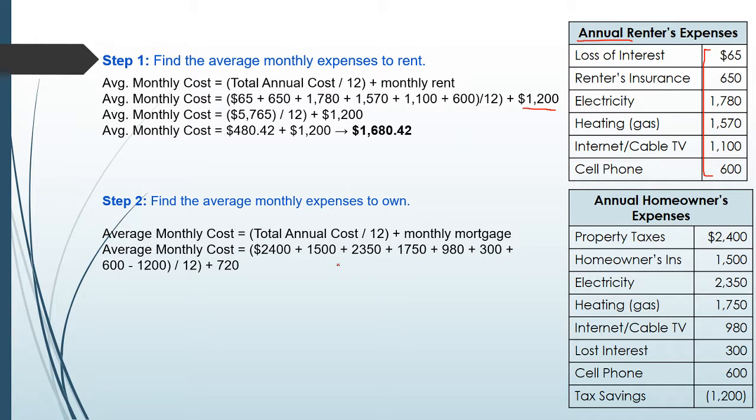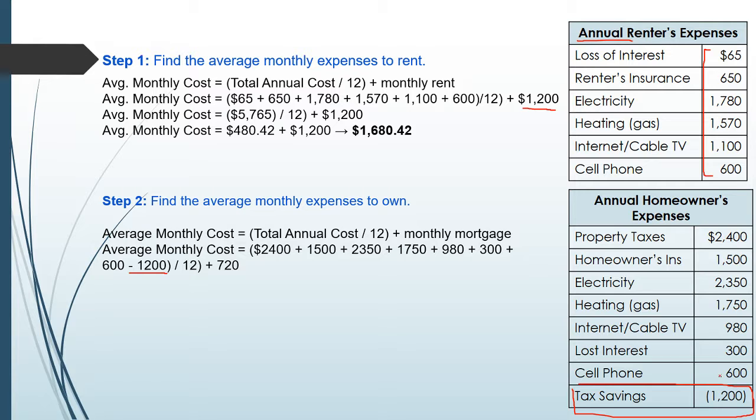I want you to pay really close attention to one thing. I added everything, but at the end, I subtracted $1,200. And that's because you get a tax savings if you own a house, or at least in this situation. There was a parenthesis right here that indicates you get credit. That means you get money back. So that's why we subtracted $1,200 right there.